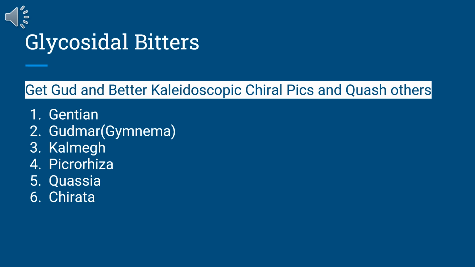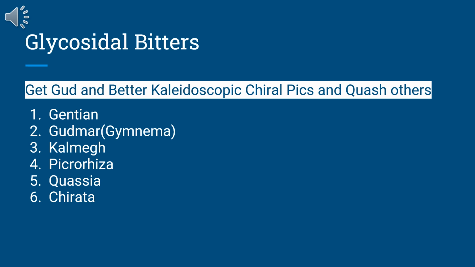Next is glycosidal bitters. It can be remembered with the code get good and better kaleidoscopic chiral picks and quash others. Quash means reject. Kaleidoscope is an equipment which is used for making different images. Chiral means images which are not superimposable. So, this code helps you to remember about glycosidal bitters.